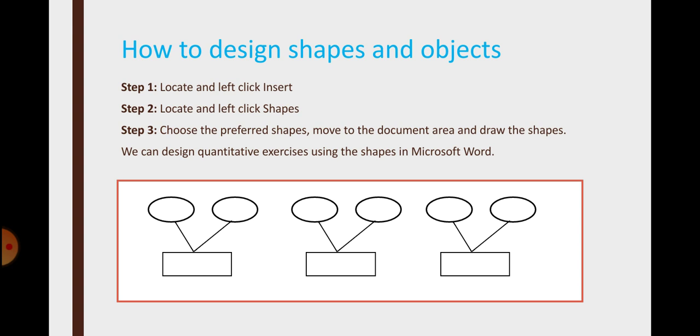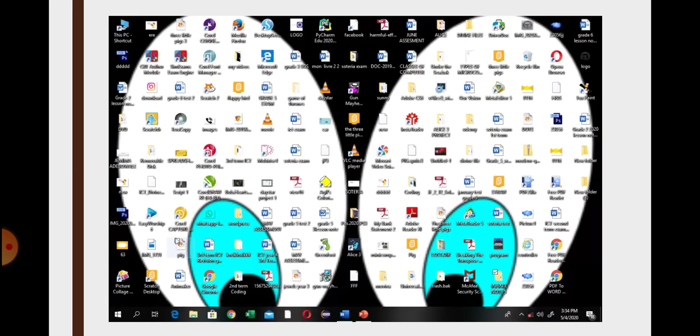Now, how to design shapes and objects. Step 1, you locate and left click the insert button. Step 2, you locate and left click shapes. Then step 3, you choose the preferred shape, move to the document area and draw the shapes. We can also design quantitative exercises. I've said all of these already, so let's just move to the video.